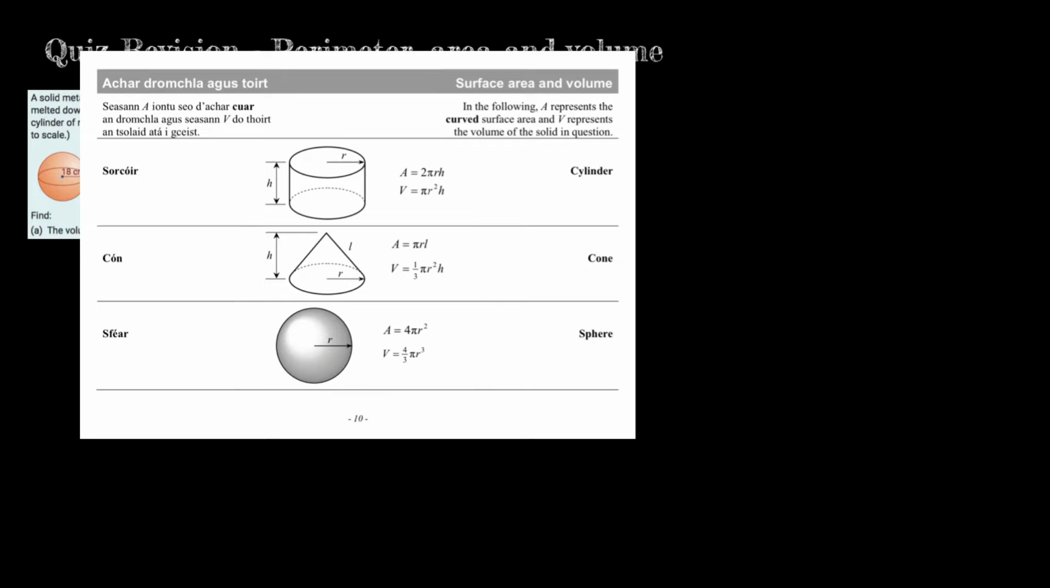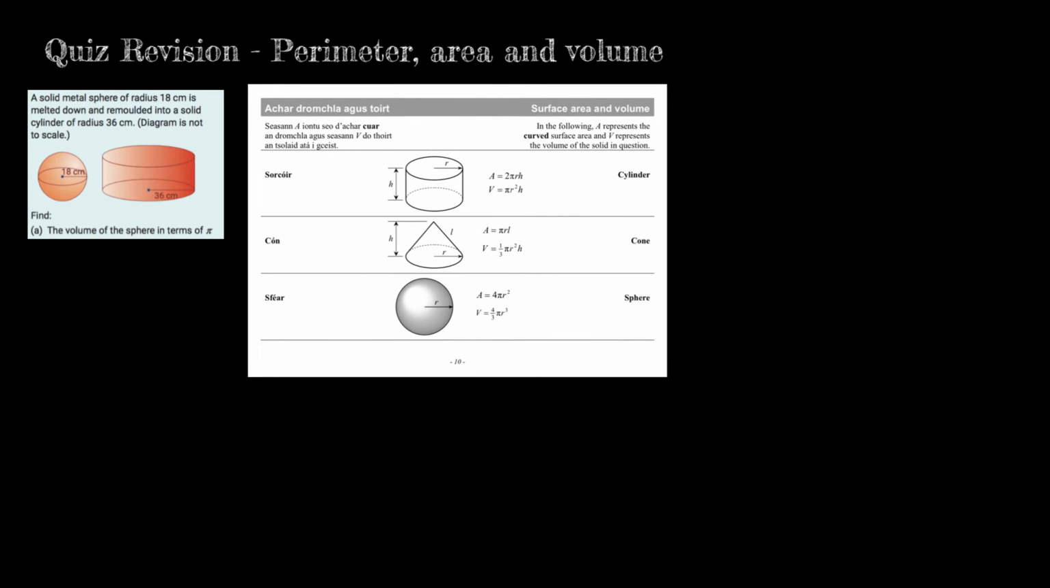So find the volume of the sphere. In order to find the volume of the sphere, you need to know the equation for the volume of a sphere. Again, I'll bring in the log tables so you can see it, and we'll have a look. So the volume of a sphere is here. V for volume, it's 4 over 3 pi r cubed. Okay, so we're looking at a sphere, we're looking at the volume, and it tells you here V represents the volume. So 4 over 3 pi r cubed.